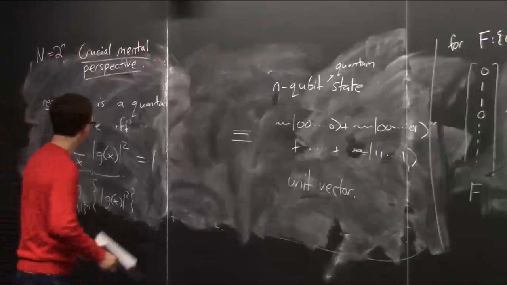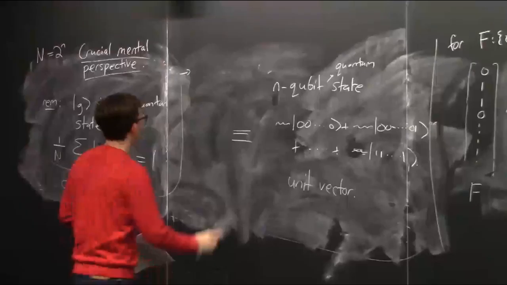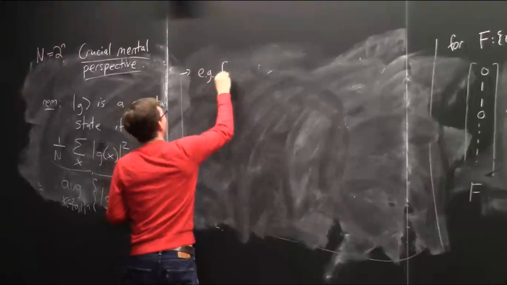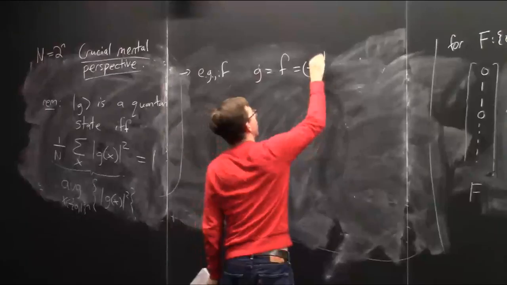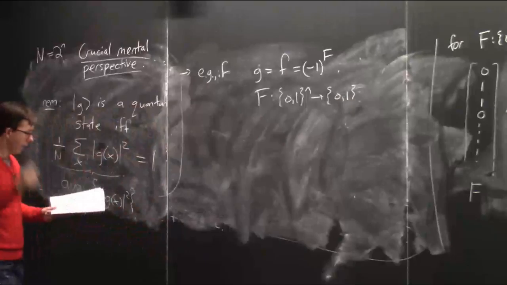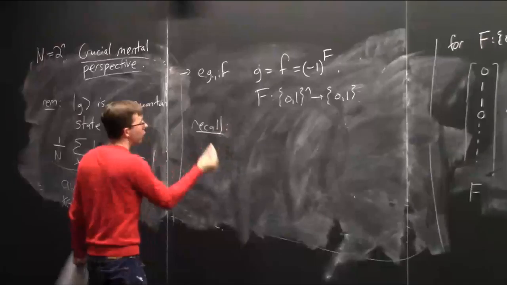Say this happens in particular if g is a Boolean function in this way. So if g is equal to this little f, which is minus 1 to the capital F, where f is a Boolean function. And one thing you can recall, and I'll remind you of this again later, but I'll also remind you of it now.